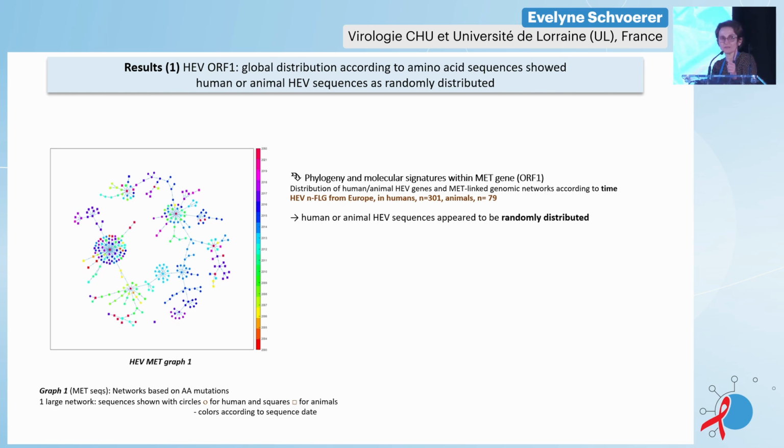And as you can see, I hope, you have human sequences as the circles and also animal strains as squares, from 301 sequences from humans and 79 sequences from animals in this example. And the sequences appear to be randomly distributed. So nothing to help us to understand the distribution of the sequences.